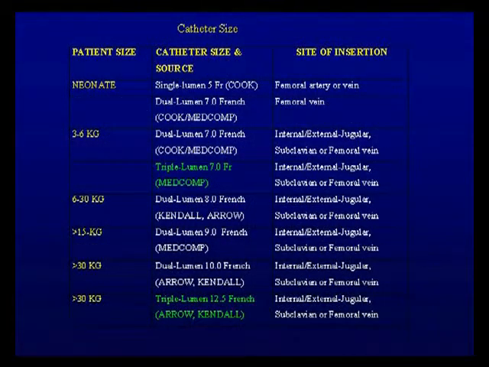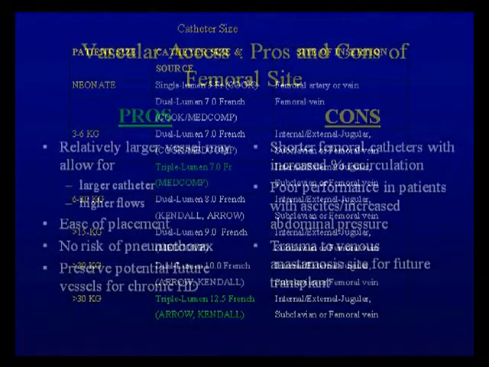And these are the different catheter sizes. You would use anywhere from a 5 French in a neonate to 7 French in 3 to 6 kgs, 8 French in 6 to 30 kgs, to a standard 12.5 French in a child who weighs more than 30 kgs. So this should be there in your dialysis unit as an SOP so that you are not called late at night, and all the catheters should be available also.